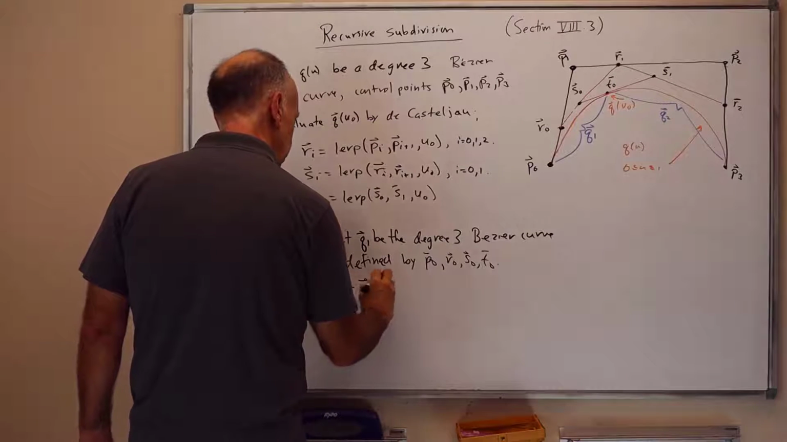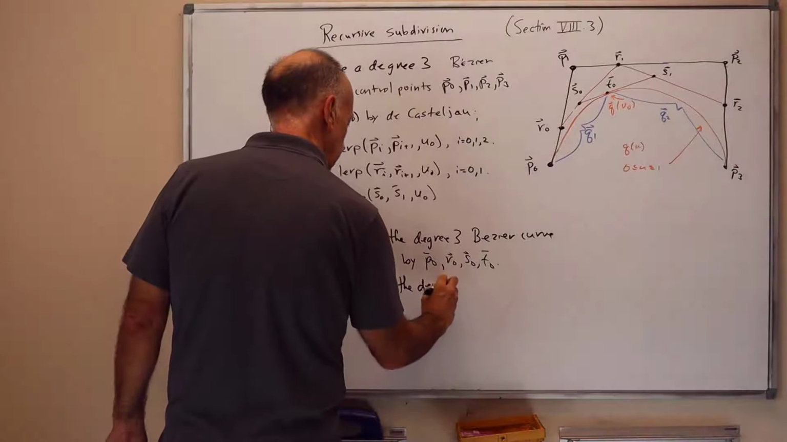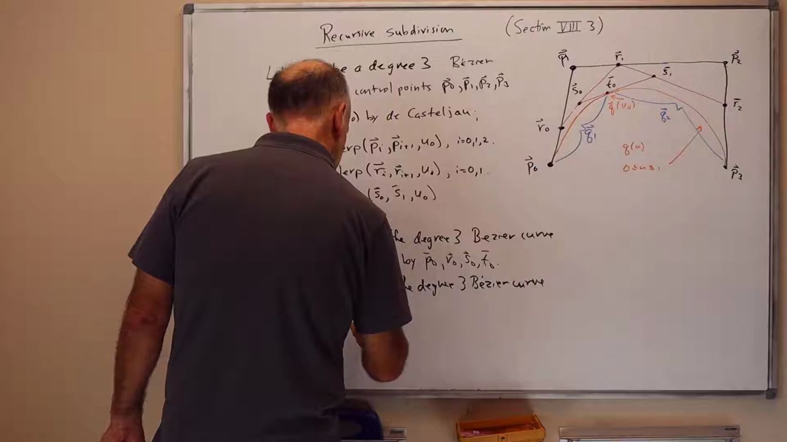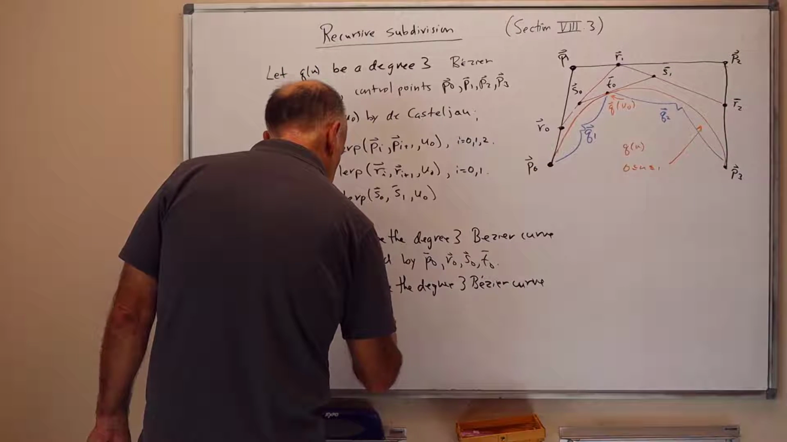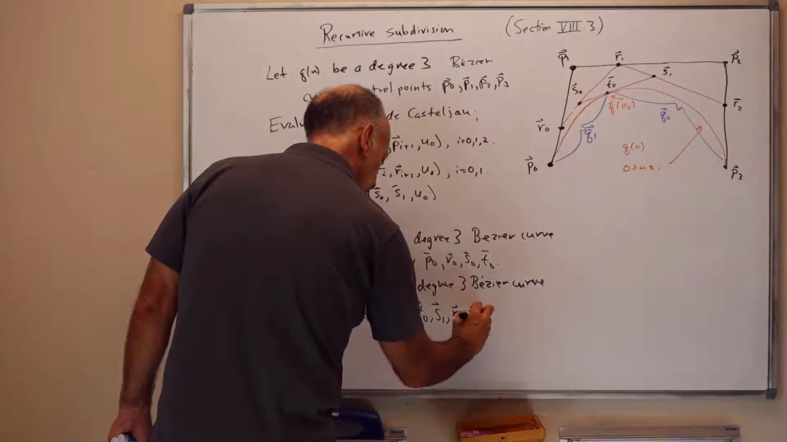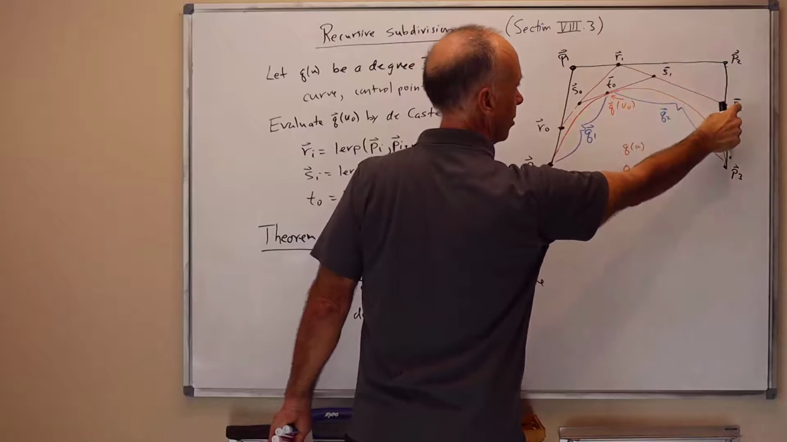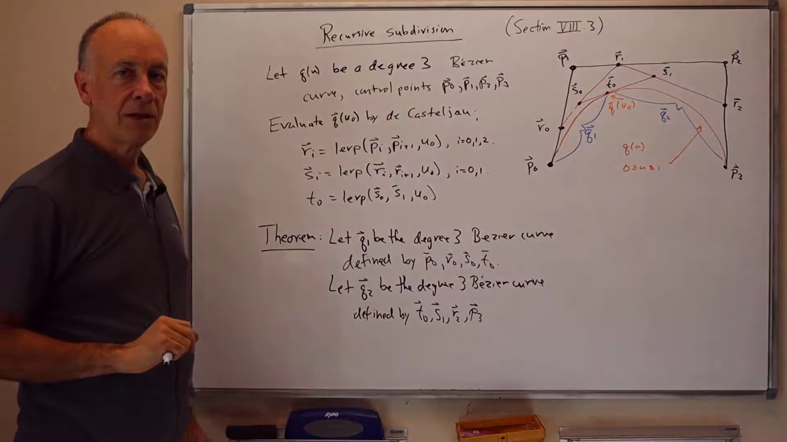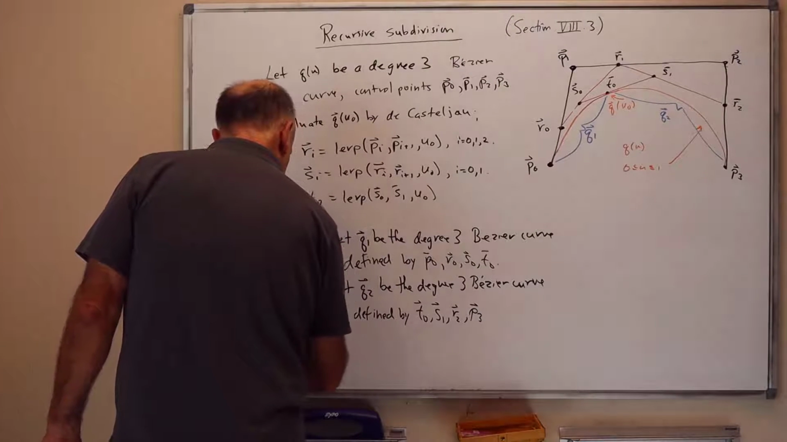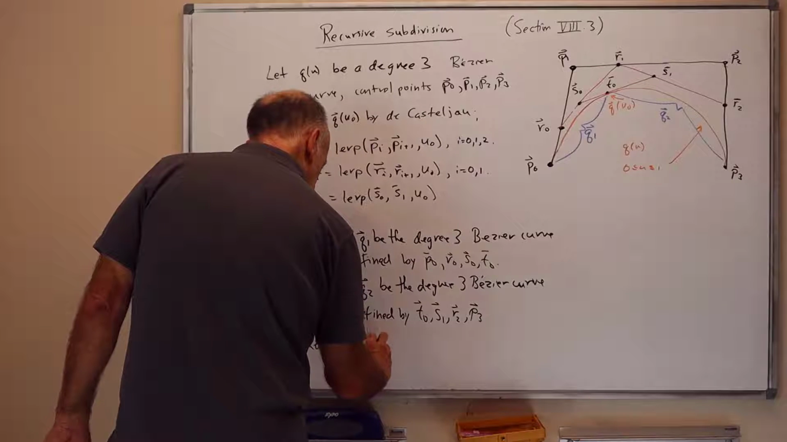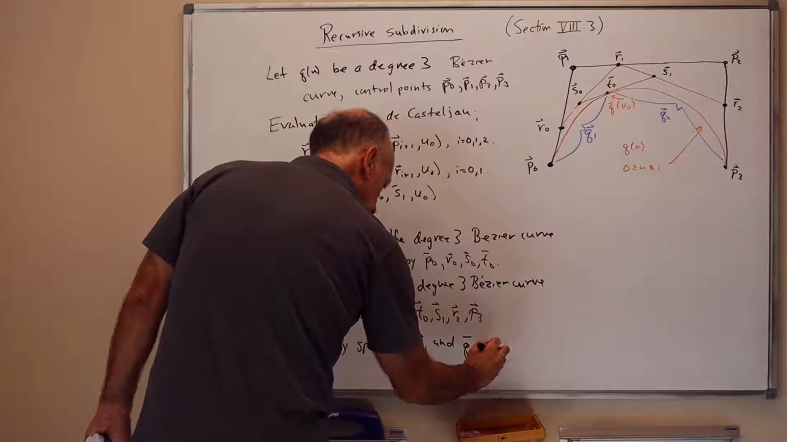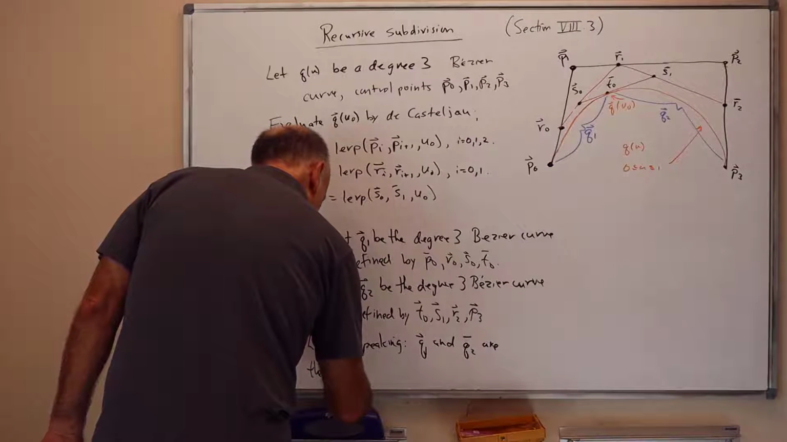And likewise, let Q2 be the degree 3 Bezier curve defined from the control points T0, S1, R2, and P3. So in the picture here, we're taking T0, S1, R2, and P3. Those 4 points can be control points of some degree 3 Bezier curve, and we just define Q2 to be that curve. Now the theorem is going to say, loosely speaking, Q1 and Q2 are the first and second parts of Q.